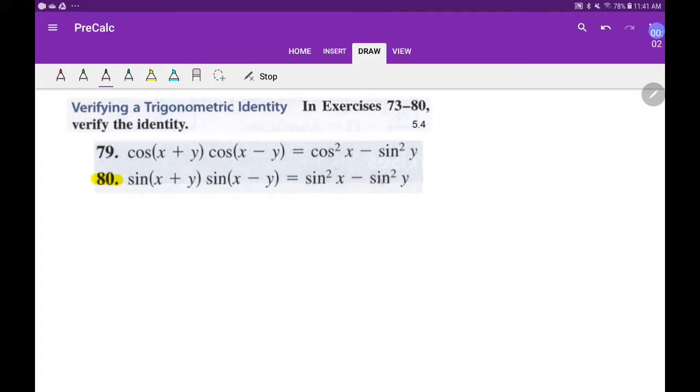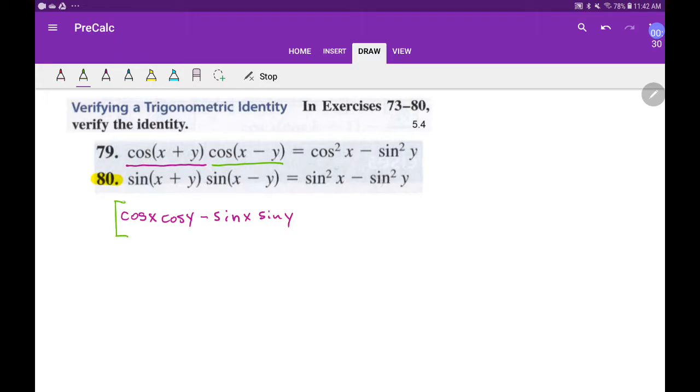So we're going to verify a trig identity. So we'll do what we're supposed to do here. We're going to say cosine x, cosine y, minus sine x, sine y.